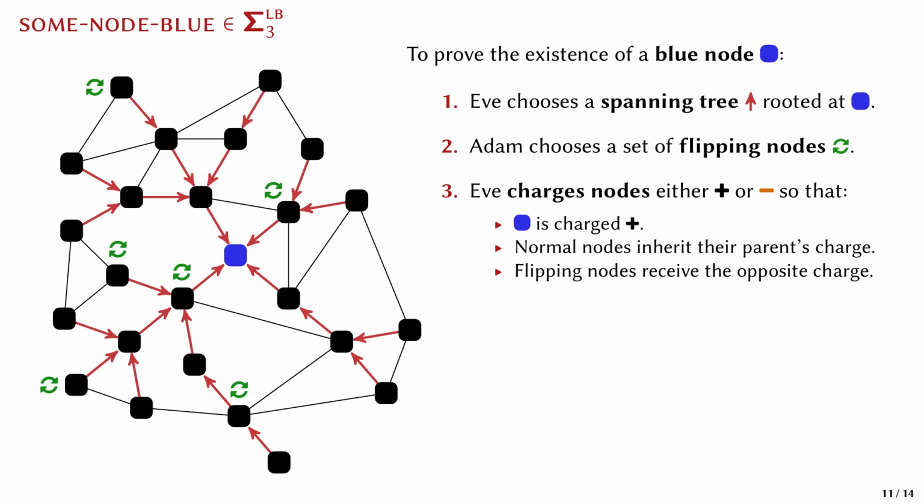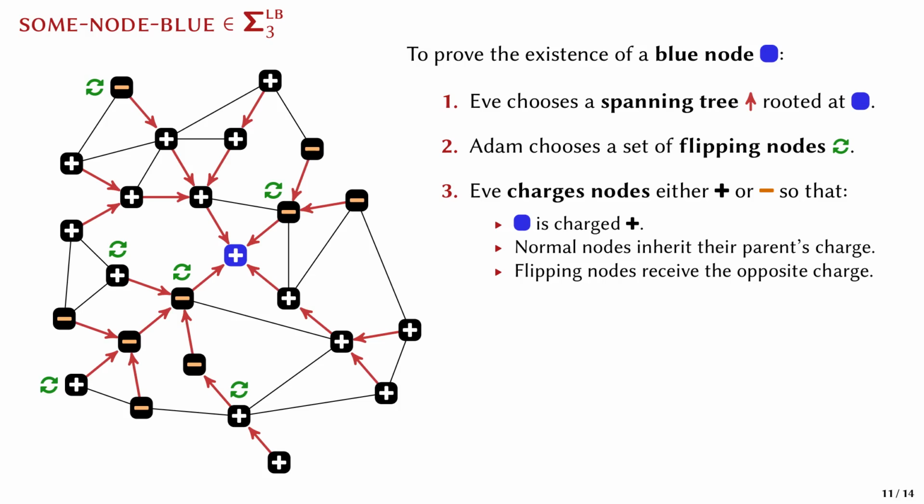Well, suppose there really is a blue node like in the picture. Then Eve has a very simple winning strategy. First, she chooses an arbitrary spanning tree rooted at a blue node. Then she lets Adam choose any set of nodes, she really doesn't care. And finally, she just follows the instructions. That is, she starts with a positive charge at the root, and then she traverses every path from the top to the bottom, inverting the charge every time she encounters a flipping node. If she does this for every path, she wins the game.